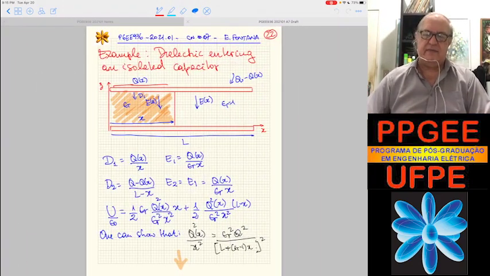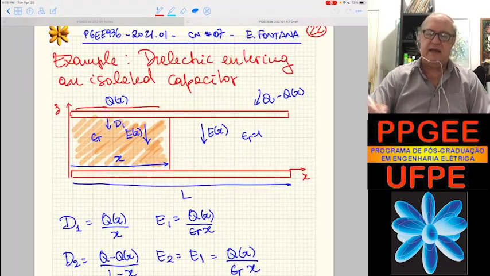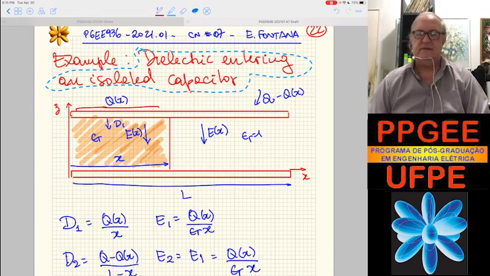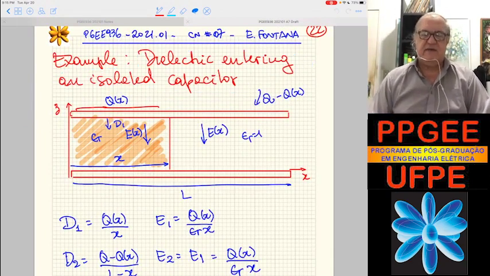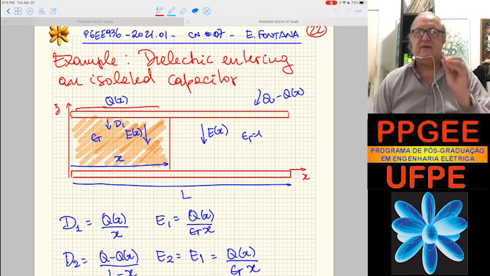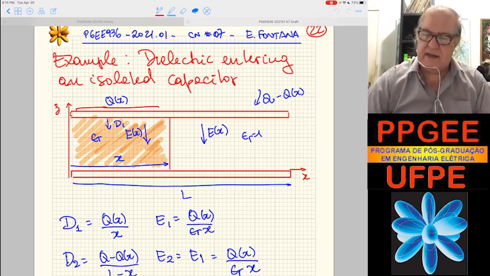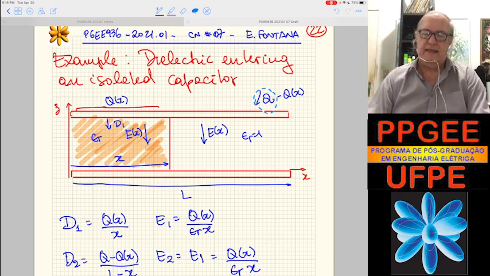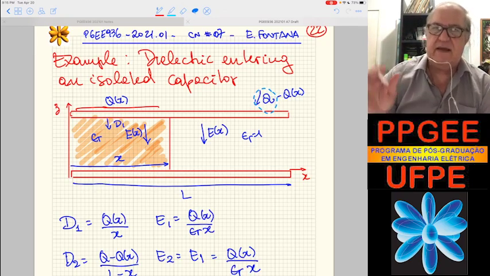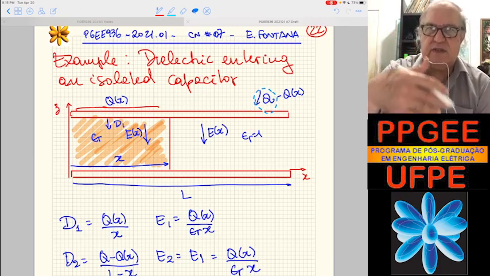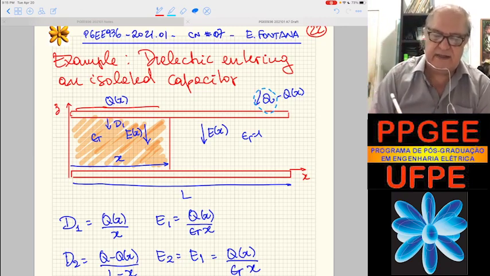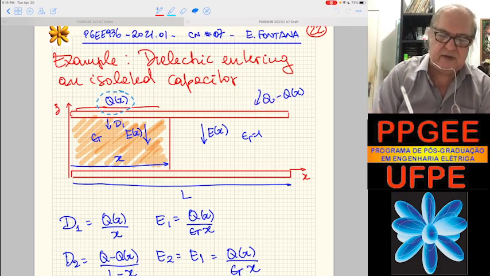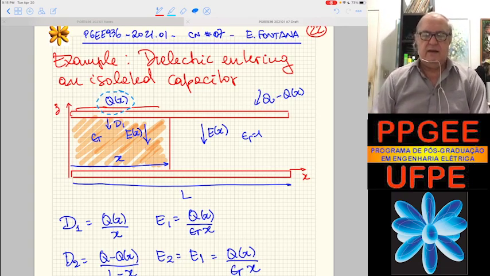The other problem is a dielectric entering an isolated capacitor. Now the situation is different. Now the charge is constant, given by Q. And as you move the dielectric inside, as we imagine a virtual displacement of the dielectric inside the capacitor, part of the charge is going to be Qx, and part of the charge will be on the other side.